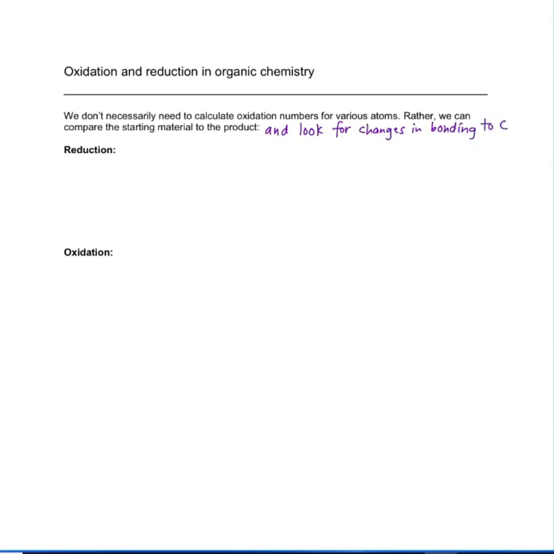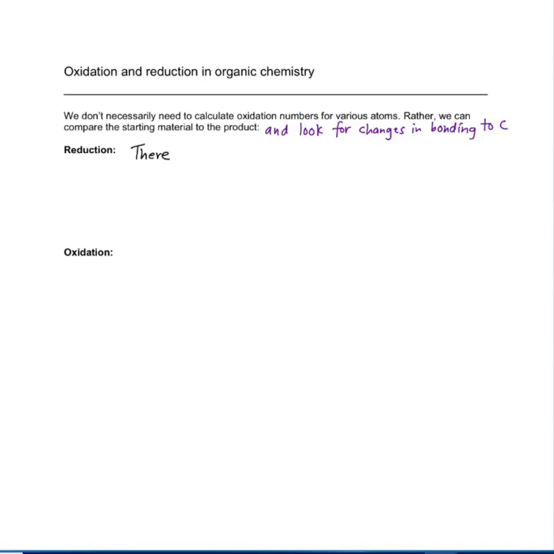Okay, so let's define in that context what's meant by reduction and what's meant by oxidation, how we're going to be able to pick these things out. So in a reduction, what we can say is that there are going to be more carbon-hydrogen bonds and/or fewer bonds between carbon and something we'll call Z, where Z is more electronegative than carbon in the product than there are in the starting material. So let me write all that out and show you an example.